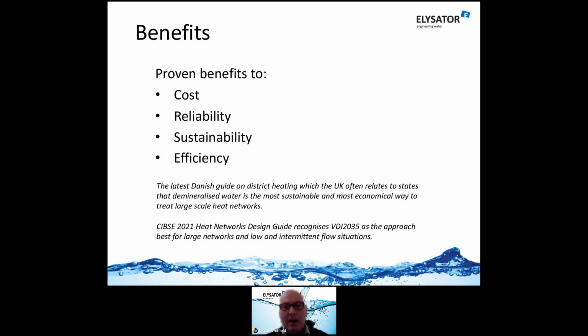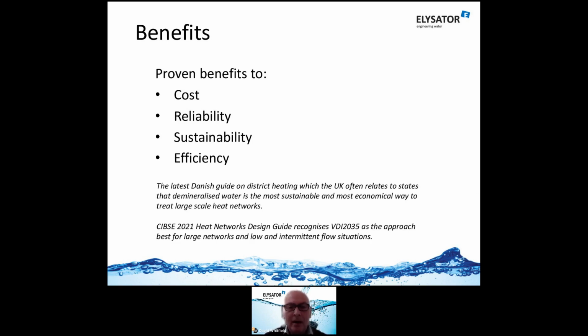The benefits to our clients: there are proven benefits to cost, reliability of the network, sustainability and efficiency. The latest Danish guide on district heating, that we often relate to in the UK, and I believe that following the Danish guides on water treatment is the final piece in the jigsaw. We've followed them on design temperatures, on deltas, on heat interface performance, operating and maintenance, but we've ignored what they've said about water treatment up until recently.